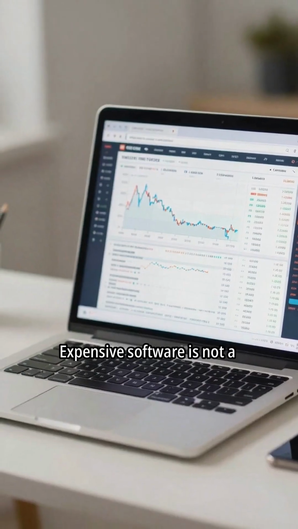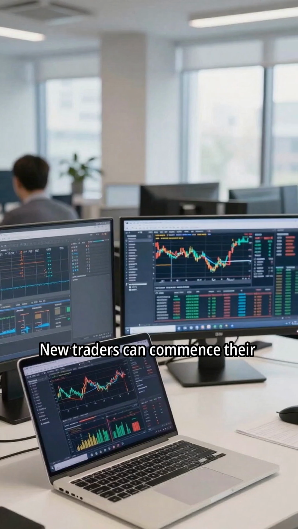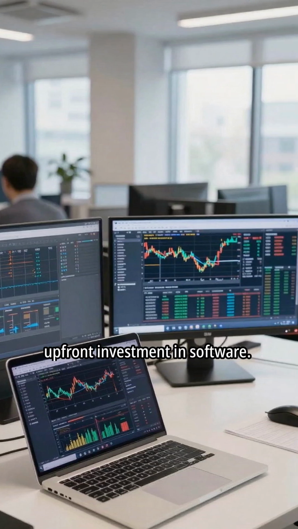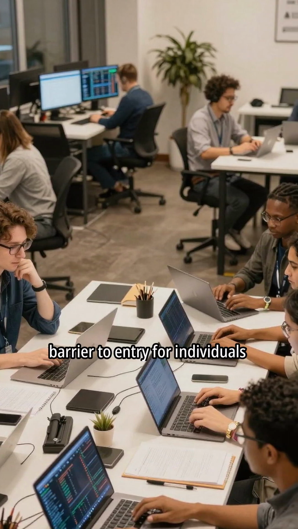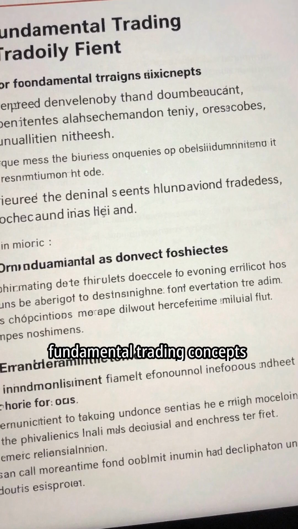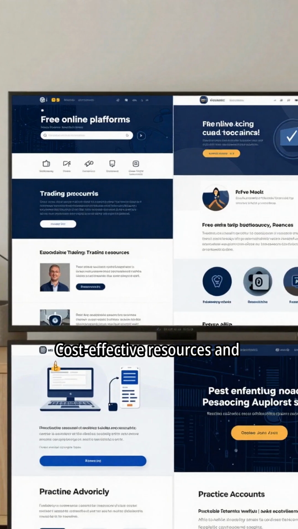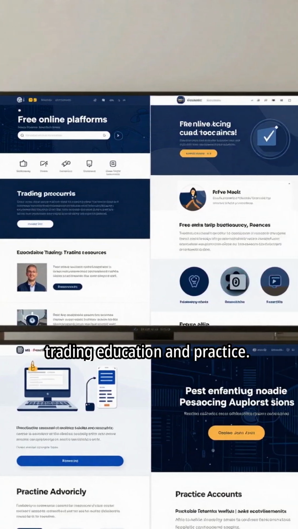Expensive software is not a prerequisite for beginners entering the trading world. New traders can commence their activities without significant upfront investment in software. This accessibility lowers the barrier to entry for individuals interested in trading. Beginners should focus on learning fundamental trading concepts initially. Cost-effective resources and tools are available for initial trading education and practice.